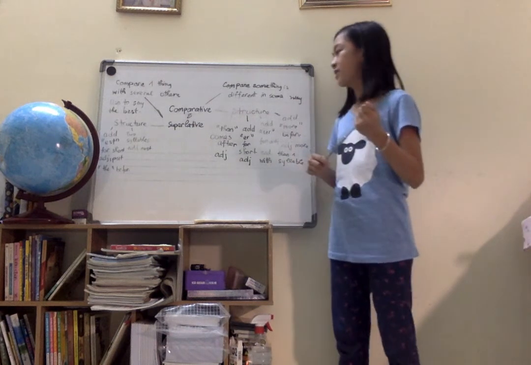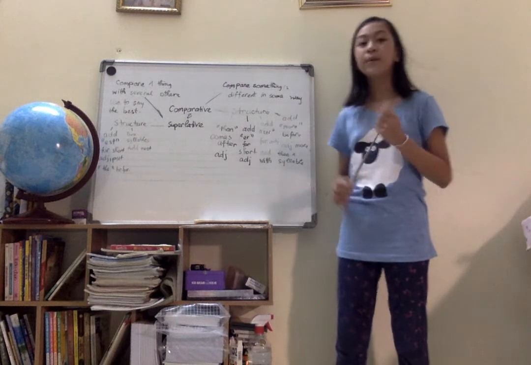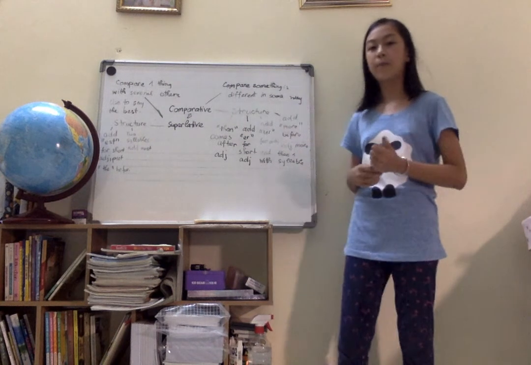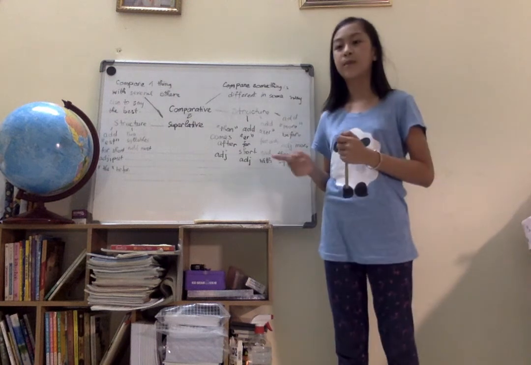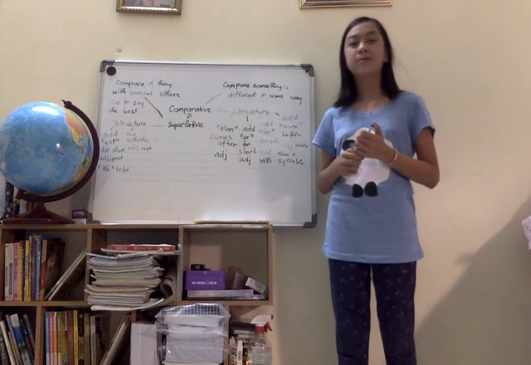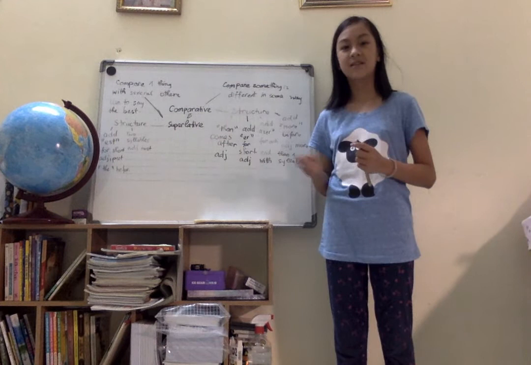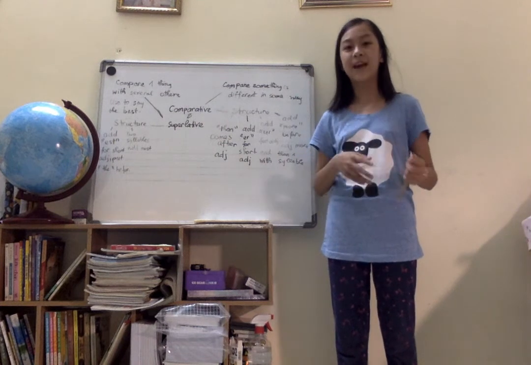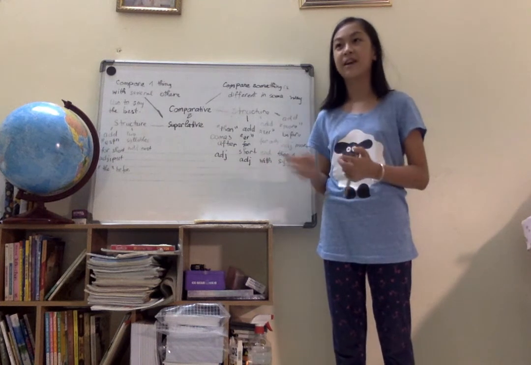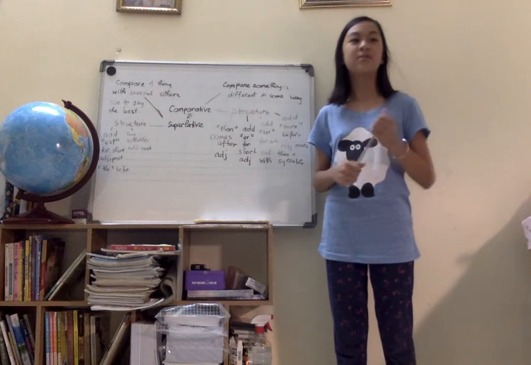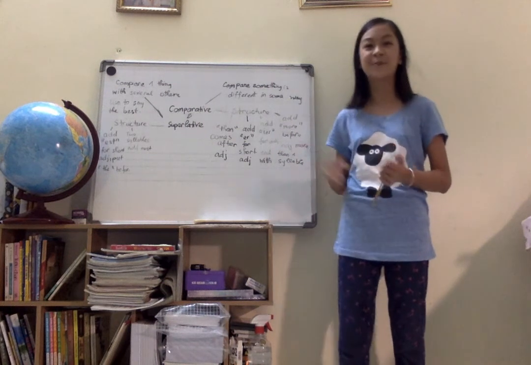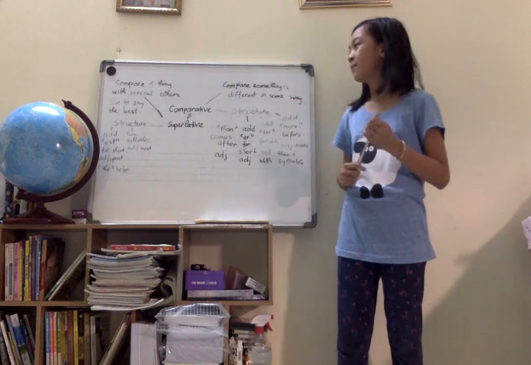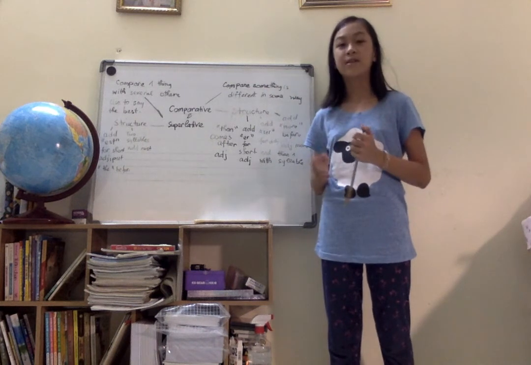Now we'll study the superlative. We use superlative when we compare one thing to several others, not one thing with another. For example, you want to compare one candy with 3 other candies, then you will not say candy 1 is better than candy 2 and candy 2 is better than candy 3. It's too long, so you will say the one is the best.